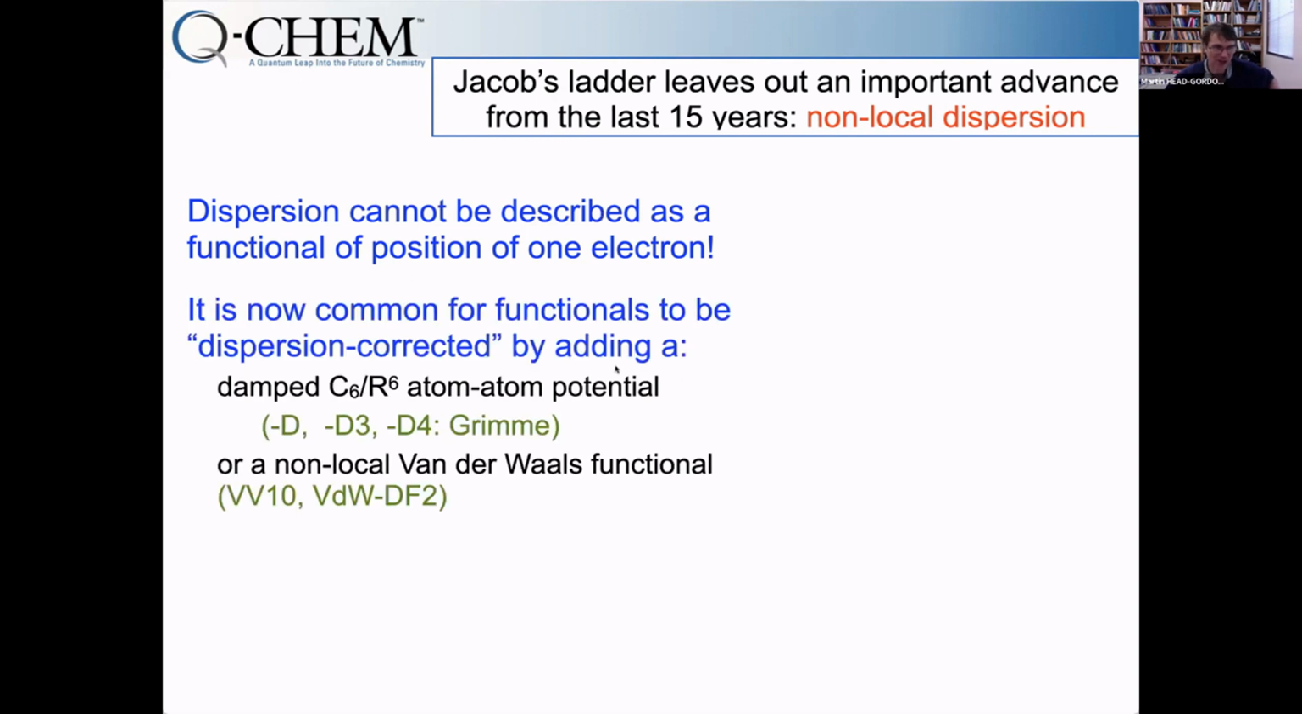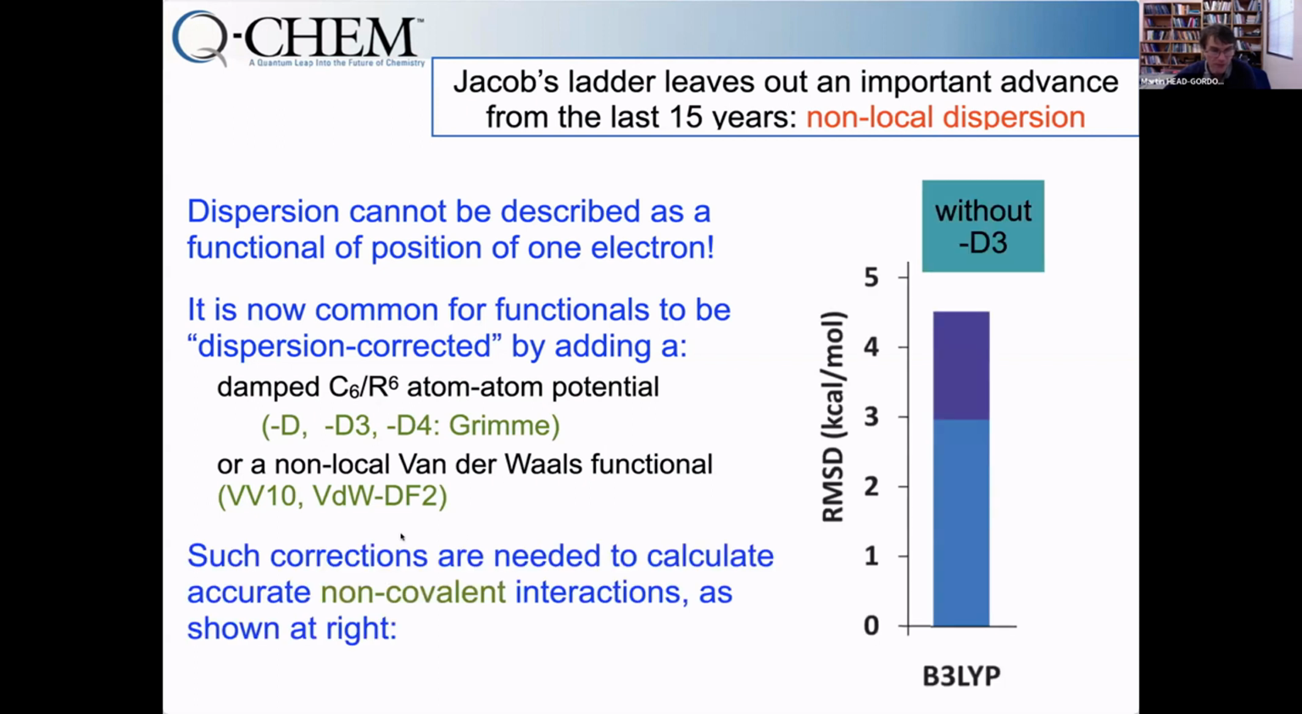And it's now common for almost all density functionals to be dispersion aware, either by adding an atom-atom potential. That's not strictly a density functional at all, but it's a pragmatic and quite effective solution, as pioneered by Stefan Grimme, or add a non-local van der Waals functional like VV10 or VDW-DF2, where there's a 2-point density-density correlation involved.